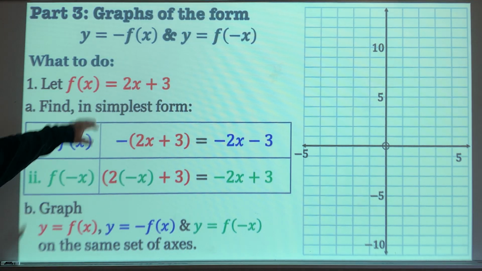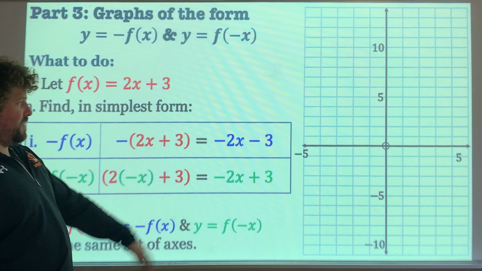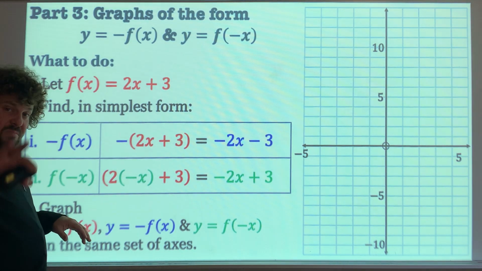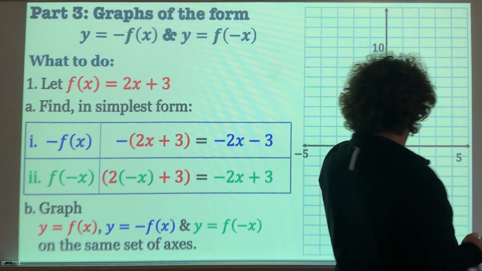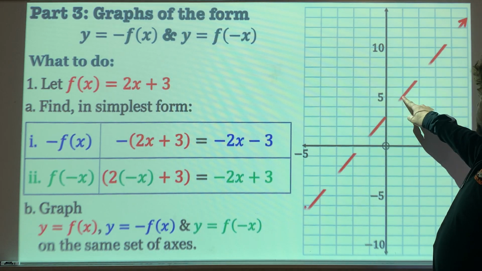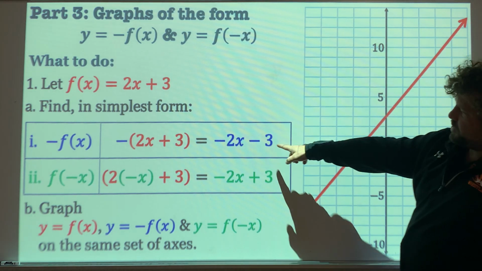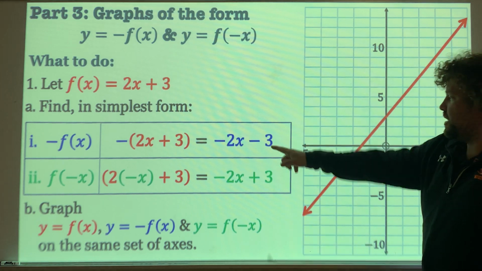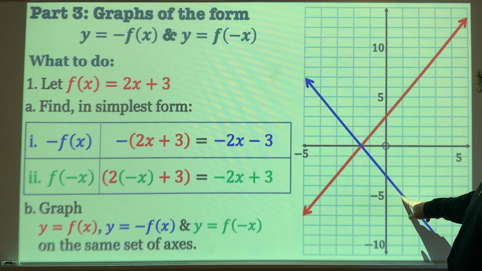Why don't you graph the blue, the red, and the green? Graph the 3 of them on that graph. You graphed it already? That is awesome. So 2x plus 3 means I'm going to start at 3, my y-intercept. I'm going to go up 2 over 1. So that's my original graph. This one, I'm going to start at negative 3, and I'm going to go negative 2, which means down 2 over 1.